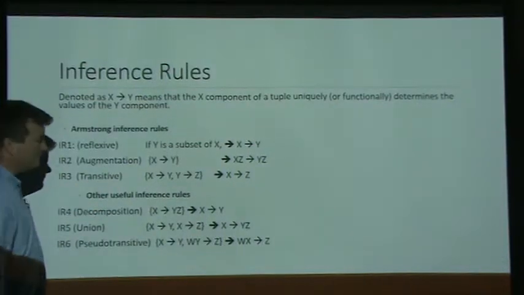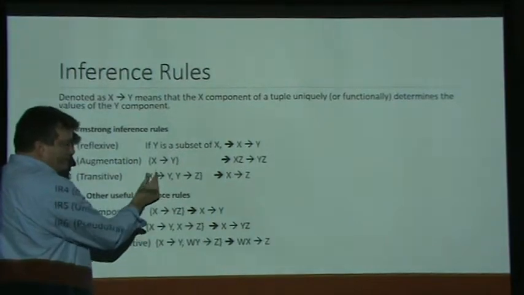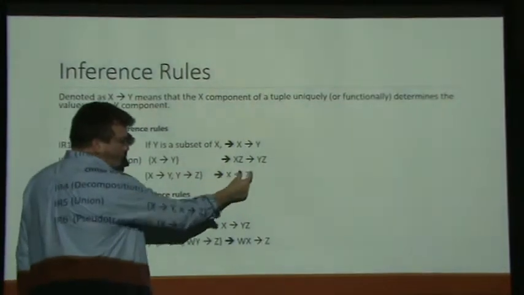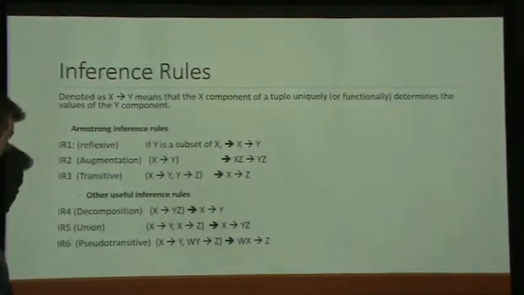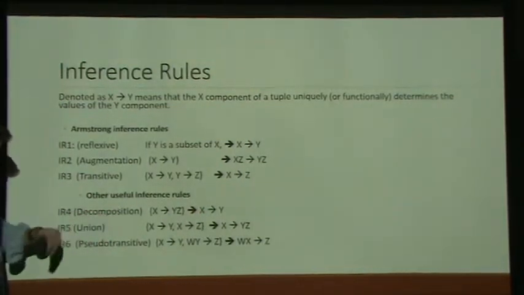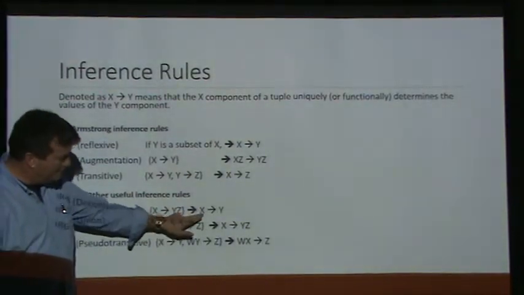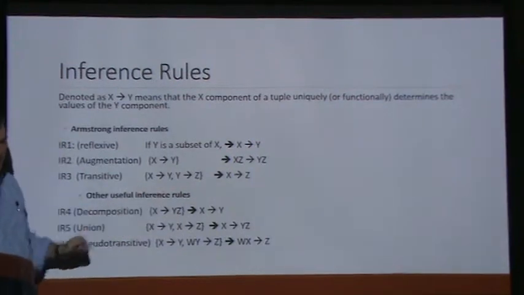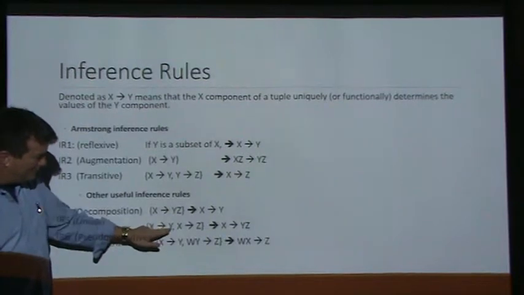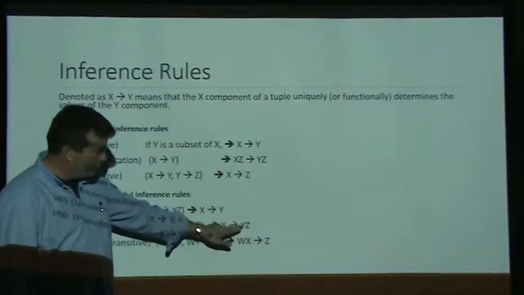So the transitive one is: if column X, and this could be a set of columns too, if X can tell you what Y is, and Y can tell you what Z is, then if you had X, you could figure out what Z is. And then other useful inference rules are the decomposition one: if X can tell you what Y and Z are, then X could tell you what Y is. You're just ignoring Z, basically. The union rule is: X tells you what Y is, and if X also tells you what Z is, well then if you knew what X is, you would know both Y and Z.